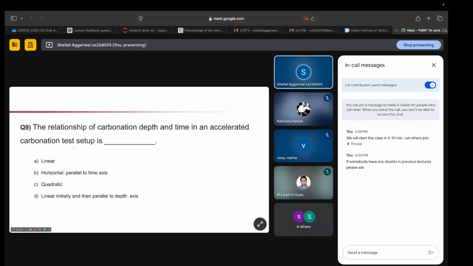The relationship of carbonation depth and time in an accelerated carbonation test setup is linear, horizontal, quadratic or linear initially and then parallel to depth axis. B. It's actually quadratic in nature. So I will show you in the next question how it will be.